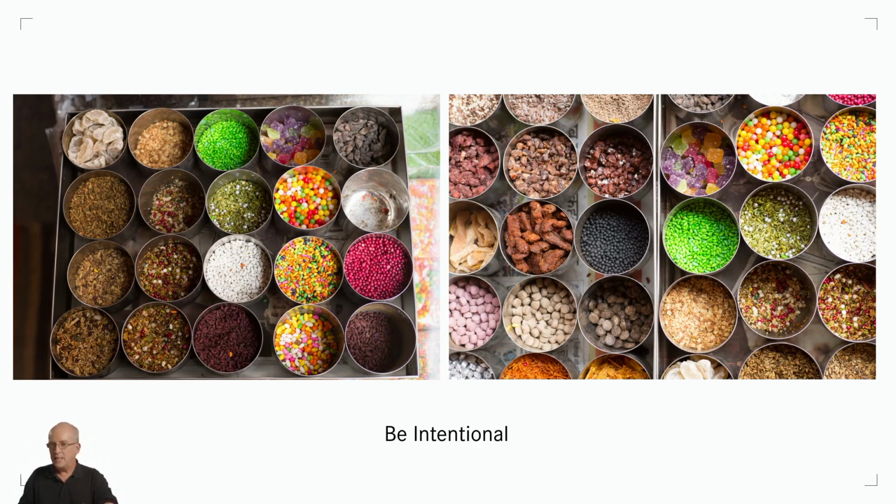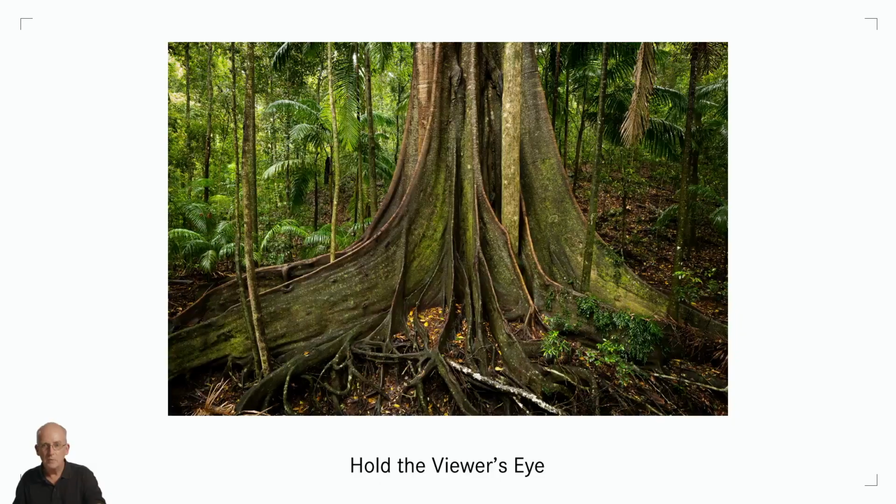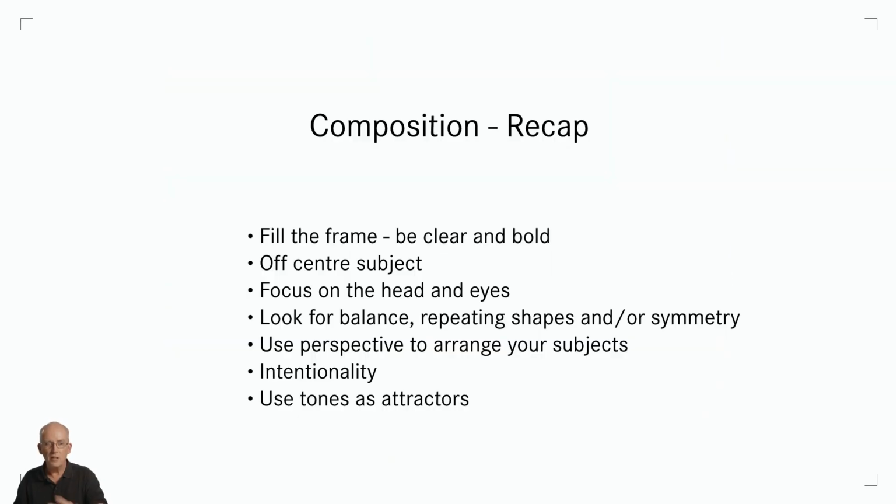All right, that's me done. I just had a little recap slide at the end, which I'll just whiz through and leave on the screen. There it is. So fill the frame, be clear and bold. Think about off-center subjects. Generally focus on the head and eyes if they're in the frame. Look for balance, symmetry, etc. Use perspective to arrange your subjects. Be intentional. Make it look like you meant it. Don't be sloppy. Always look at the edge of your frame for things that are just sticking into the frame that shouldn't be there, or the old tree sticking out of someone's head. Those sorts of things. Don't miss those things. And then use tones as attractors.